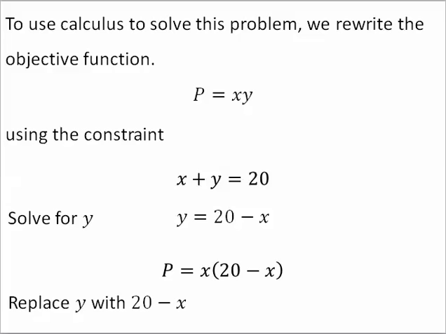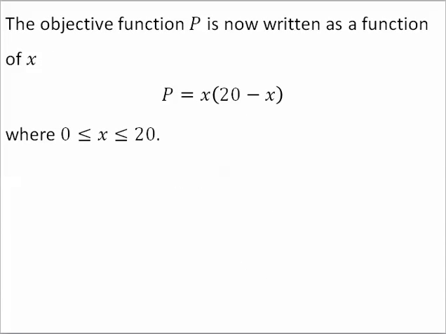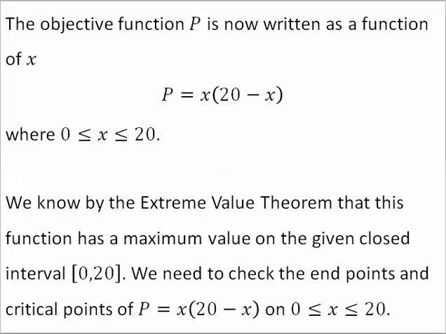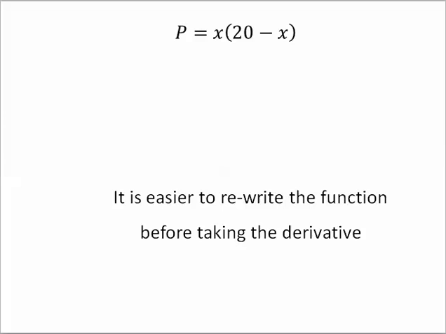And what did we get? What we got is an objective function now written in terms of just one variable. Notice that we're on a closed interval and that we have a continuous function. So we know by the extreme value theorem that this function has a maximum value on the closed interval. The only thing we have to do is check the endpoints and critical points. So how do you find critical points? Well, of course, you start by taking the derivative.